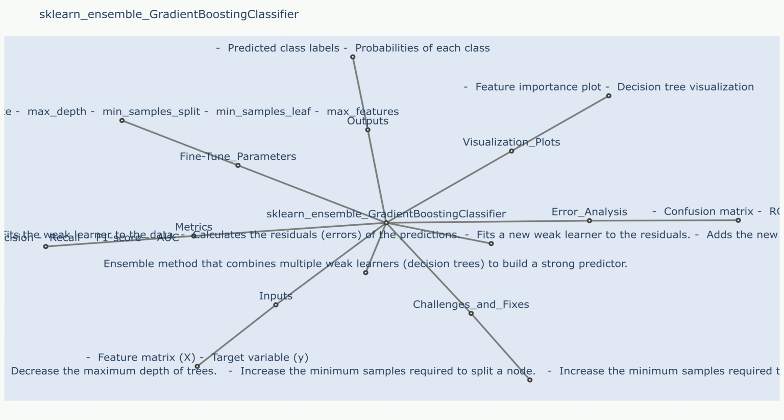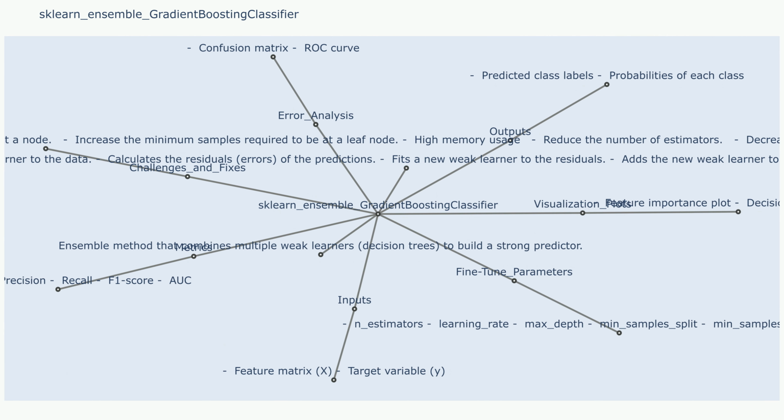Uncertainty methods. Confidence intervals: calculate confidence intervals for the predicted probabilities. Out-of-bag predictions: use the predictions from trees that were not used to train a specific sample to estimate uncertainty.